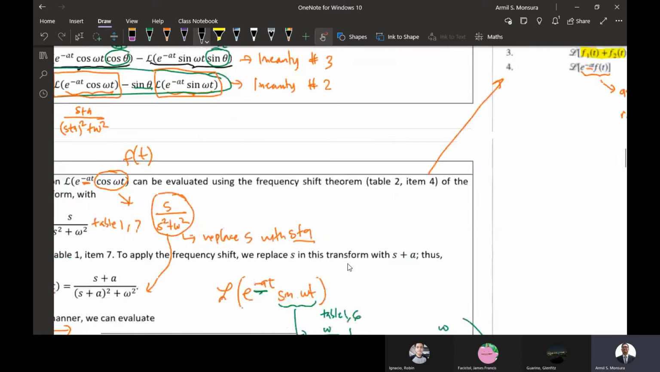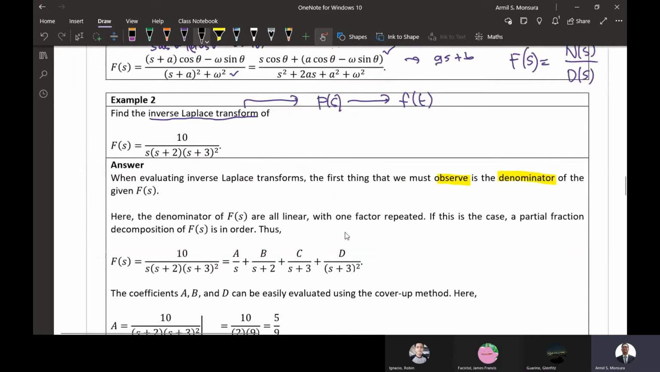Okay, so in this case, kung papansinin nyo mabuti, lahat yan nakalinear. S, S plus 2, at saka S plus 3. Pero itong S plus 3, may square. So, it indicates, dahil may square yan, that this one is what we call a repeated factor. Kasi nga, may square siya eh. So, lalabas dyan, ano yan? S plus 3 times S plus 3. Kaya siya repeated factor.